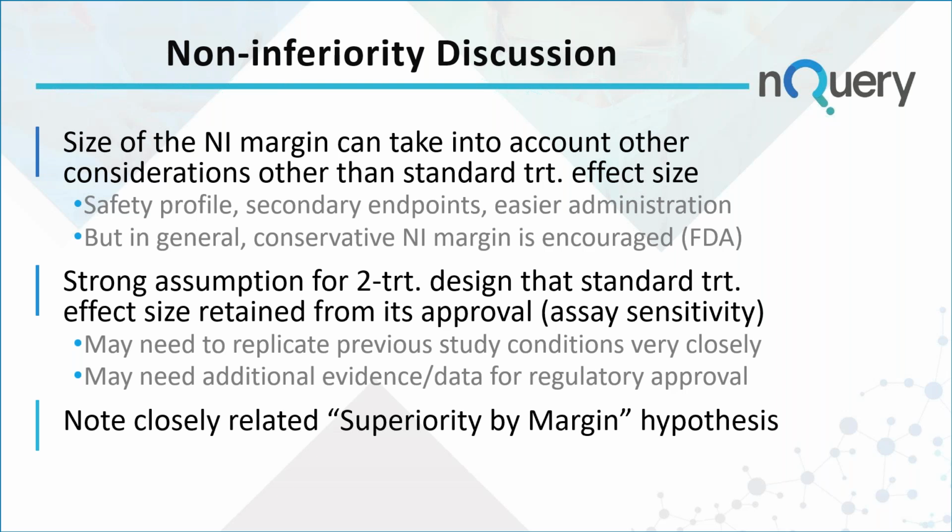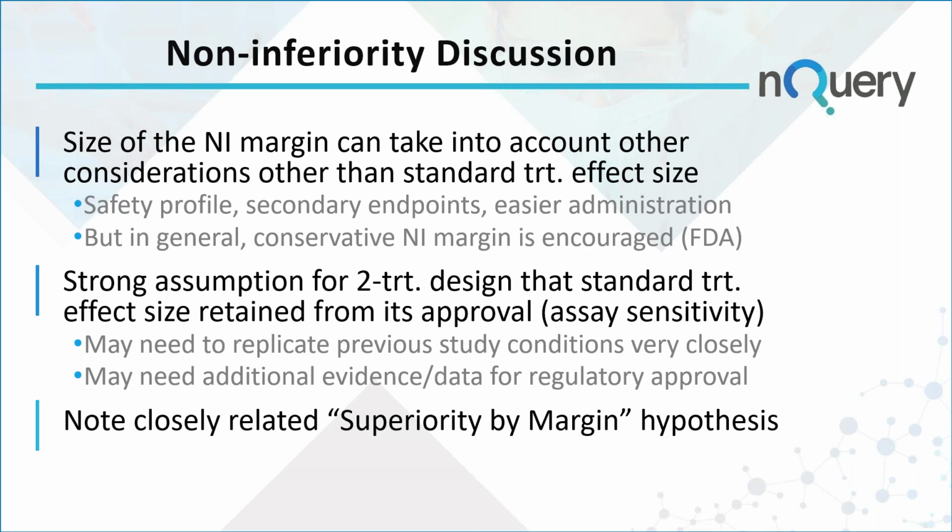Other considerations: if you have a highly variable drug, which is probably more of an issue with equivalence, as we'll talk about later on. But even in the case of non-inferiority, if you have a high variance type of treatment, that may mean you need a more liberal NI margin to account for that. But if you are confident in your treatment, you probably don't want to be too liberal with your NI margin if you can avoid it.